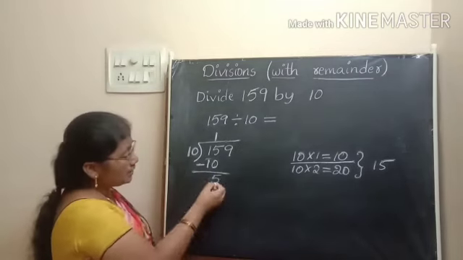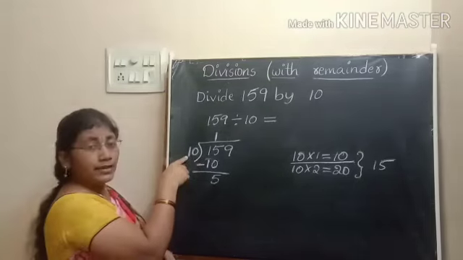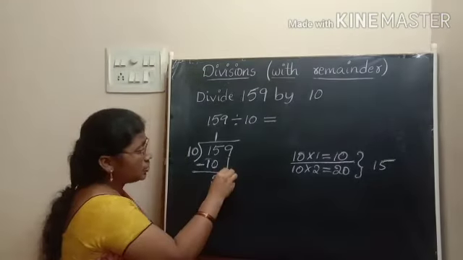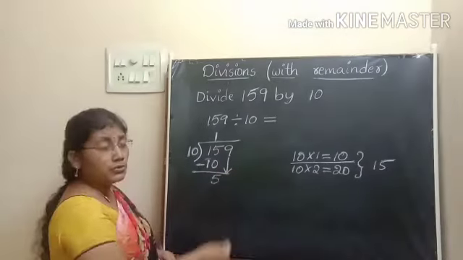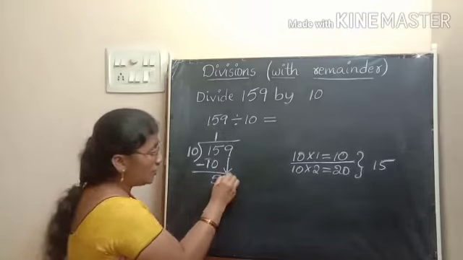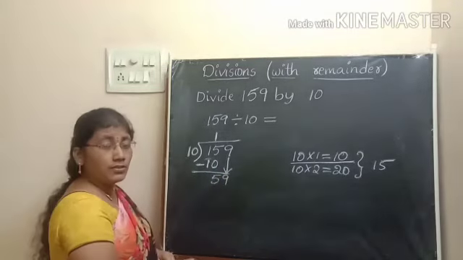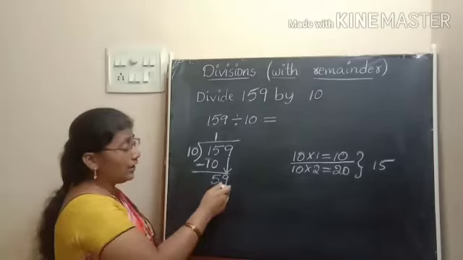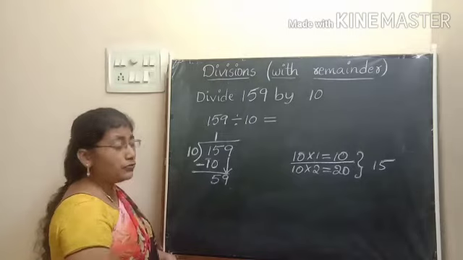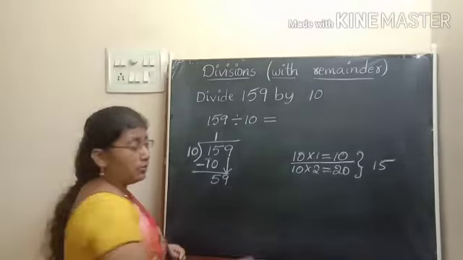Now compare this number with the divisor. 5 is less than 10. So we have to bring down the next digit. What is the next digit? 9. So bring down this digit. Now we get 59. To get 59, we should take the 10 table.